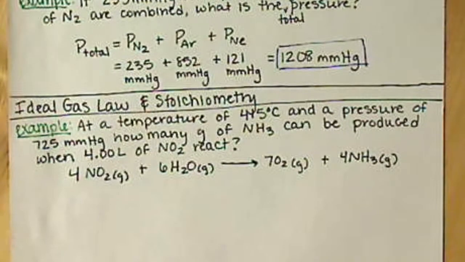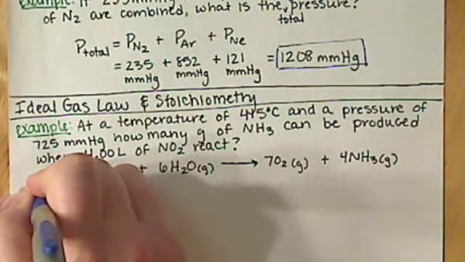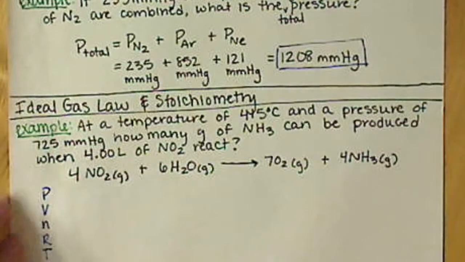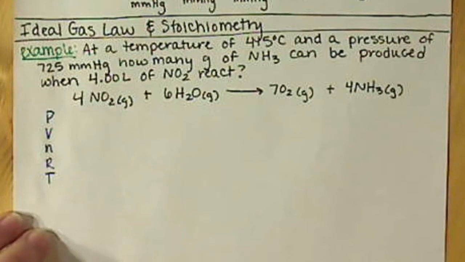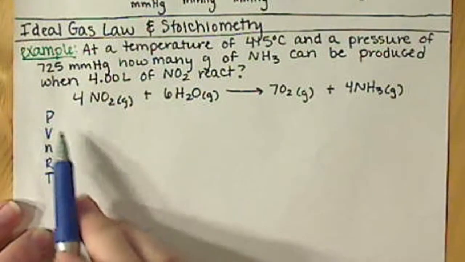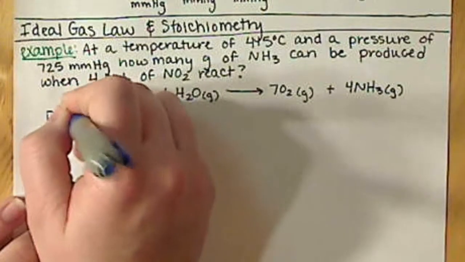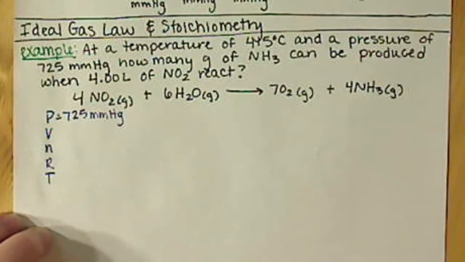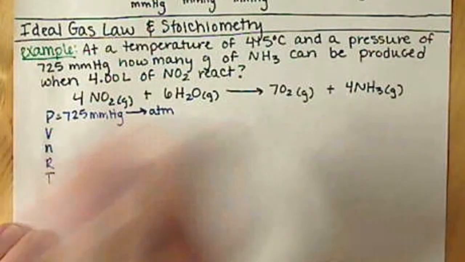So we have a temperature here and a pressure here. So I'm going to list my PV = nRT values out, my ideal gas values. So I have my pressure is 725 millimeters of mercury. What units do I need that in? Remember, I need to convert that to atmospheres.